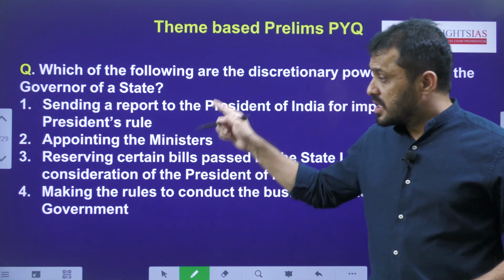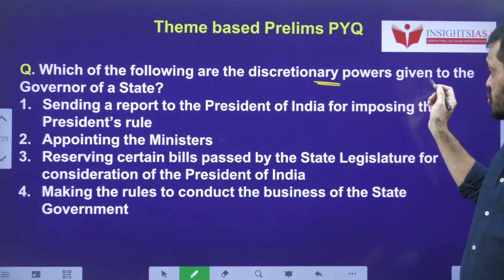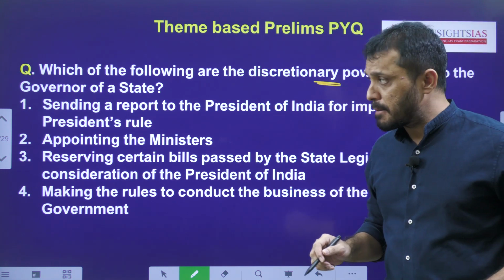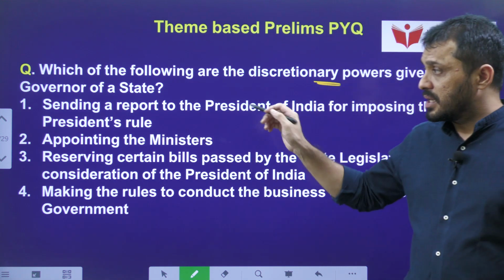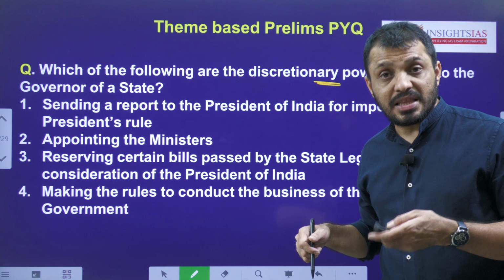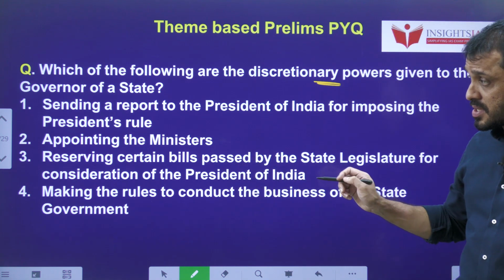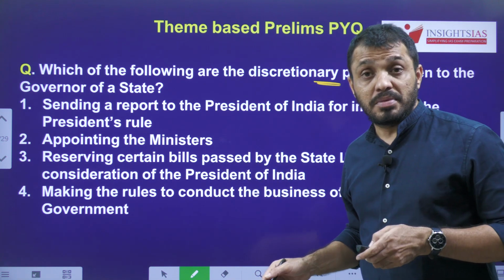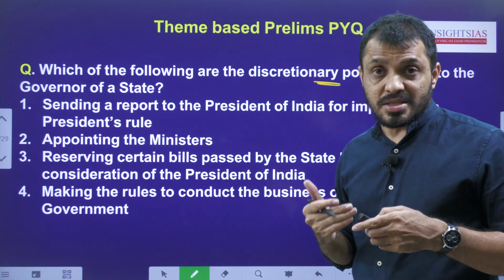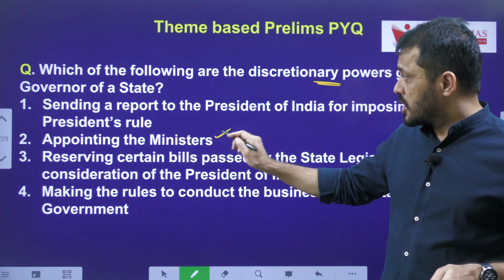The first question: which of the following are the discretionary powers given to the governor of a state? First, sending a report to the President of India for imposing President's rule. Second, appointing the ministers. You know students, appointing the minister is not discretionary. If you remember, whenever the chief minister suggests certain names, those have to be appointed. So this is not discretionary.